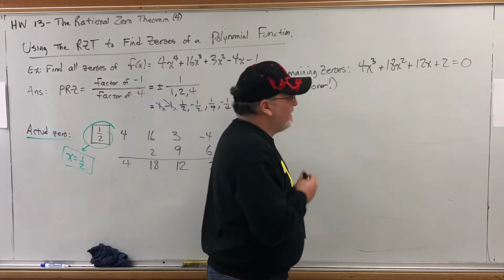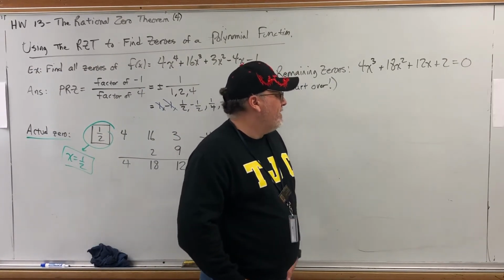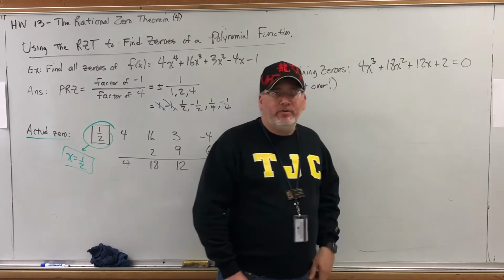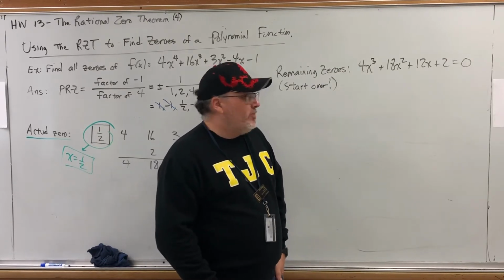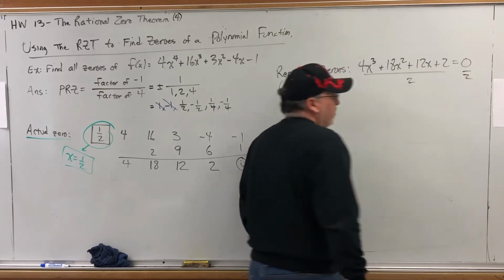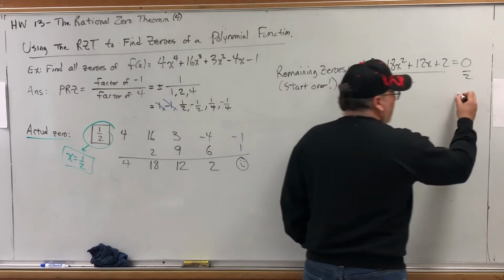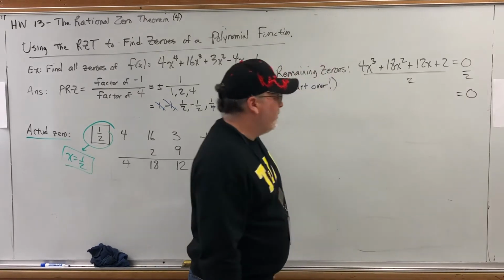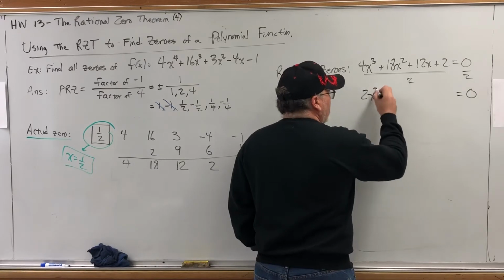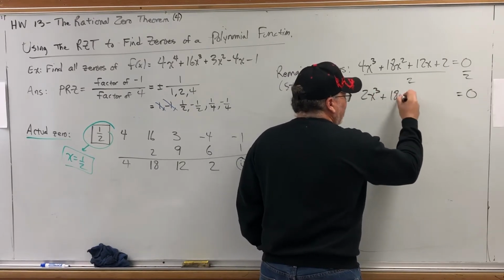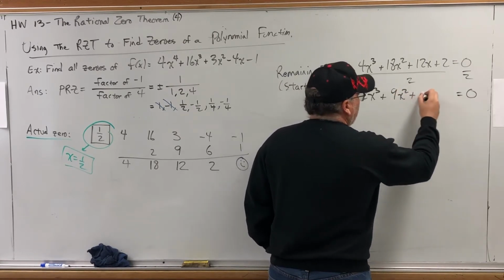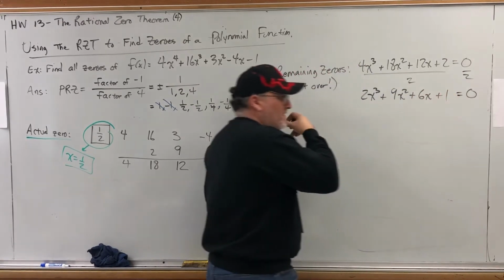Now there is one thing we can take advantage of here. Do you notice anything about all 4 of the coefficients? 4, 18, 12, and 2. They're all even. How can we capitalize on that? We can divide both sides of the equation by 2. The right side still stays 0. The left side you can split up into 4 fractions, but everything would just get cut in half. So 2x cubed plus 9x squared plus 6x plus 1.